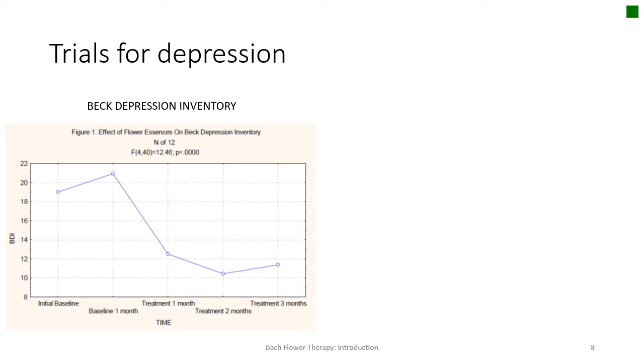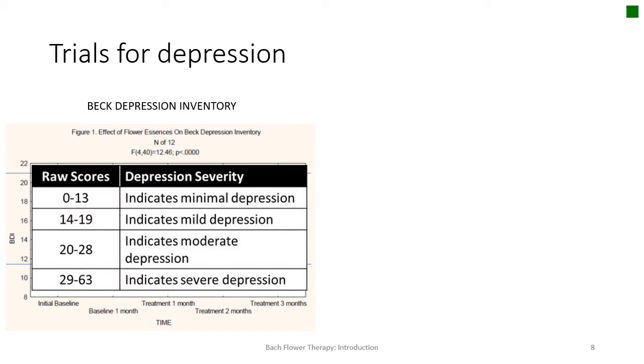Here is a study which shows that over a period of 3 months, depression measured on the Beck Depression Inventory has improved from somewhere close to 20 to a score somewhere close to 11. In order to make sense of the numbers, here are the guidelines. A score of 0 to 13 indicates minimal depression, while a score between 20 and 28 indicates moderate depression. So you can see that there has been a considerable improvement in depression.